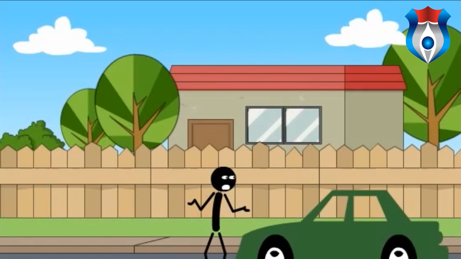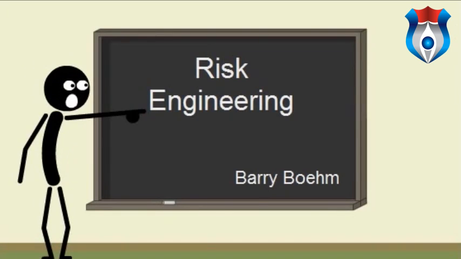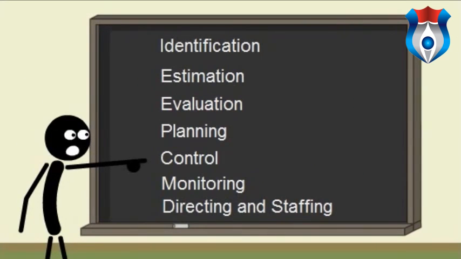In order to deal with risk in anything, we need a set of tools and techniques for identifying and assessing these risks. Let us see a model of managing risk, what Barry Boehm calls risk engineering. The stages are: 1. Risk identification, 2. Estimation, 3. Evaluation, 4. Planning, 5. Control, 6. Monitoring, and finally we have directing and staffing.